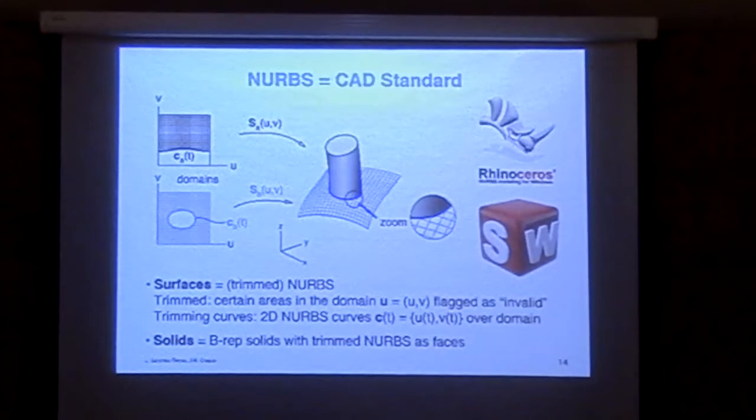So why are NURBS important? Well, because they are the standard in CAD. All surfaces, when you're using Rhino or SolidWorks, any CAD package, when you're designing surfaces, they are probably trimmed NURBS. Trim means that certain areas in the domain are flagged as invalid. For instance, you have this solid, where a hole is defined by this trimming curve, and then the cylinder is trimmed with this curve. In turn, these trimming curves are two-dimensional NURBS curves defined over this domain.